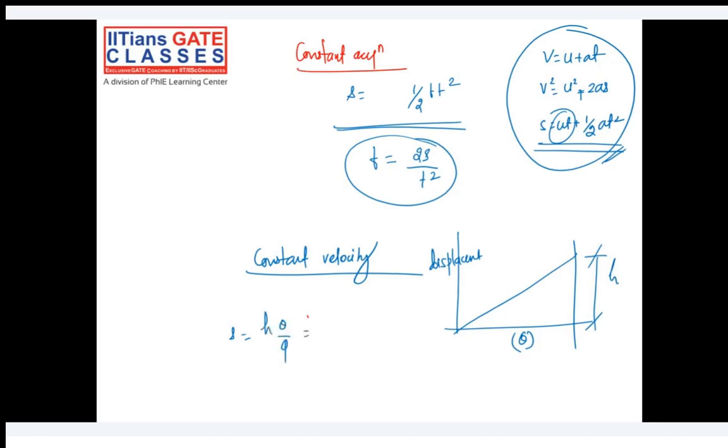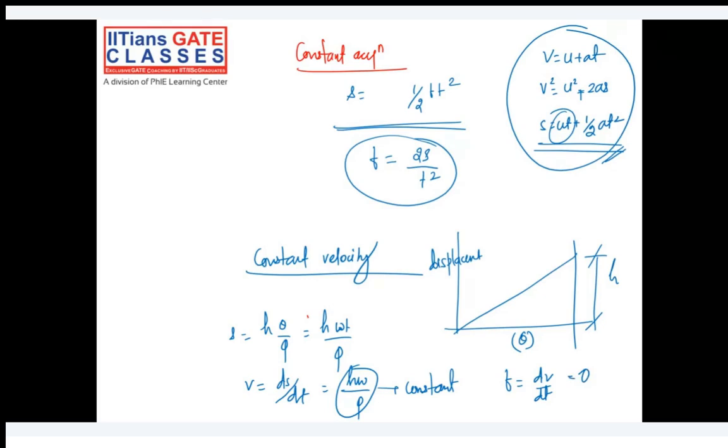So it can be written as H omega t by phi. So this is your relationship, and you can then differentiate it to get the velocity, okay, which is H omega by phi. And we can clearly see this is a constant term. So that's why we are calling it a constant velocity curve. And acceleration, if you calculate in this case, dv by dt will be zero because it's a constant velocity, which means acceleration will be zero. So acceleration diagram will be a straight line in this case. We don't have any acceleration. Jerk will be zero in this case. Okay. So you don't have to worry about it. It's a more simple case. Acceleration is zero, jerk is zero, and velocity is constant.